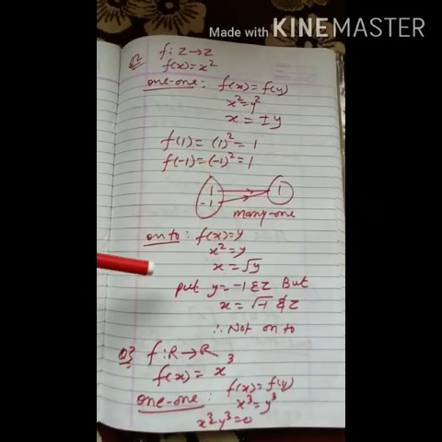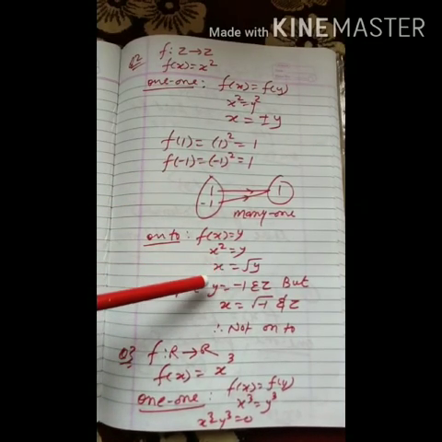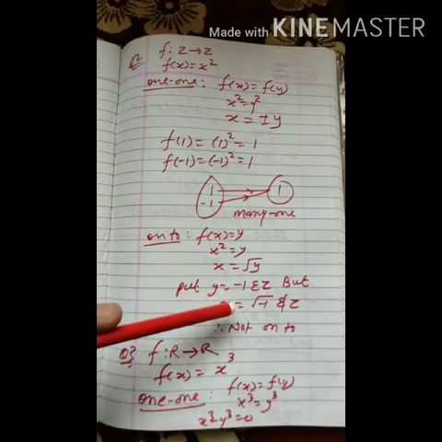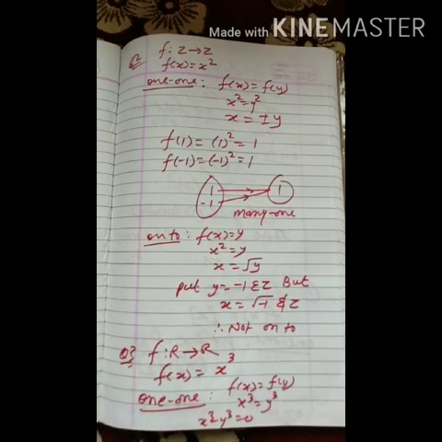Now similarly for surjectivity, x square equal to y, x equal to under root y. Put y equal to minus 1, which is an integer, but x equal to under root minus 1 does not belong to the integers, so it is not an onto function.